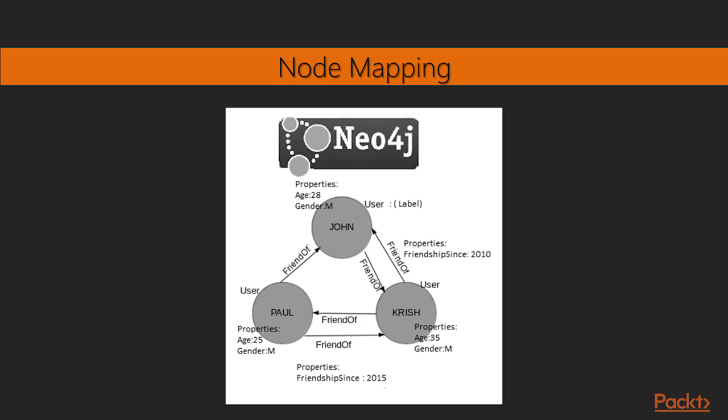In this diagram, John, Krish and Paul are nodes that are mapped as user labels. Also observe the edges that show relations. Both nodes and relations can have properties to further describe them. In this video we looked at different graph databases.